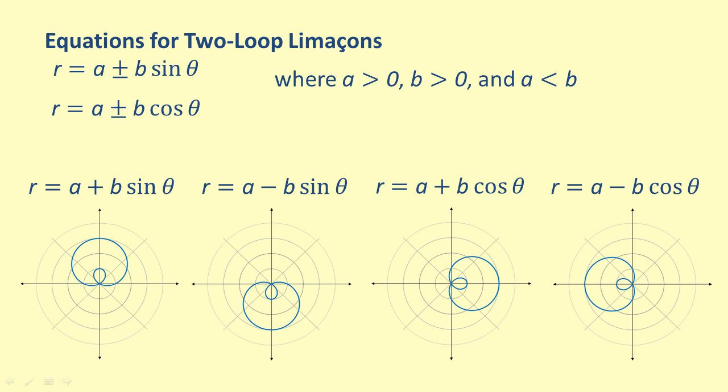Again, notice that changing the operation reflects the graph, this time over the vertical line theta equals pi over 2. Also notice the symmetry here. With the cosine function, these graphs are symmetric about the polar axis. We can use these graphs to establish an idea of the graph of an equation for a two-loop limaçon.